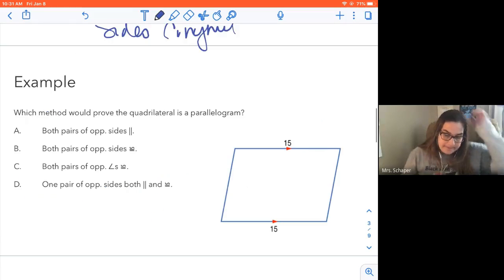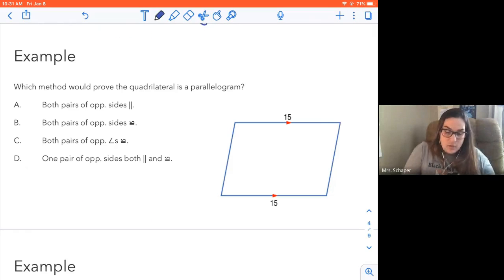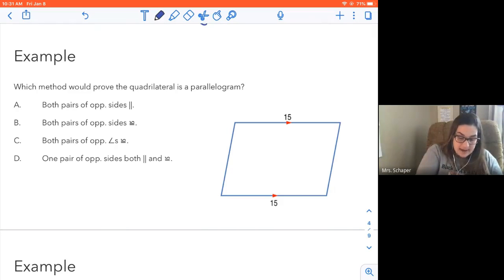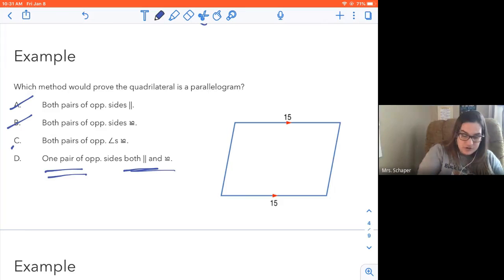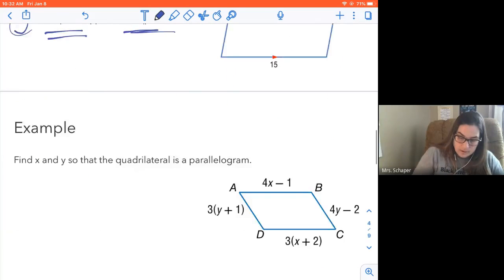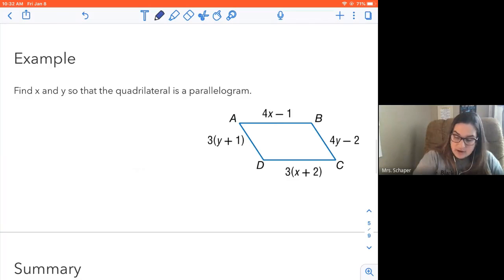Let's try another one. Which method would prove this quadrilateral is a parallelogram? Well, it can't be both pairs of opposite sides parallel because we don't know what's going on with one set of sides. Both pairs of opposite sides are congruent? We don't know what's going on with both sides. We don't know angle measurements, so it can't be that. So it's going to be one pair is both parallel and congruent. The answer is D.